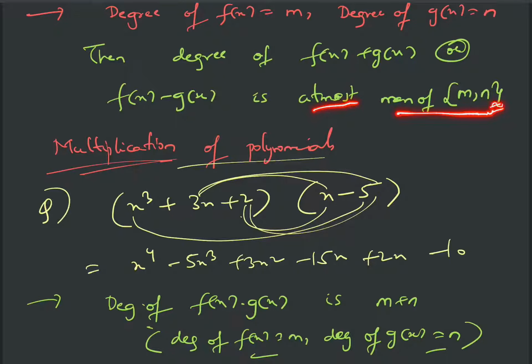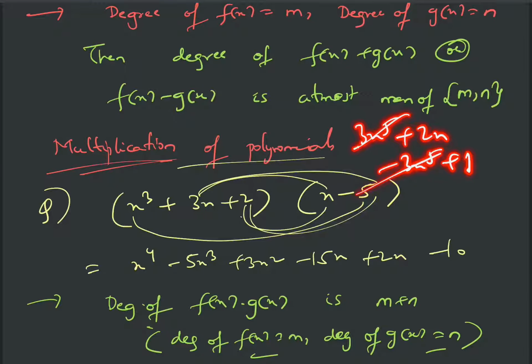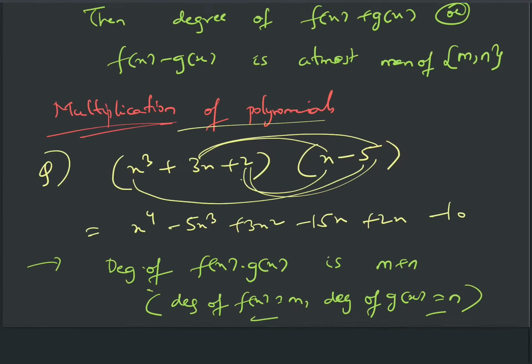It can't be more than the maximum of m and n, but we can't guarantee that it will definitely be the maximum of m and n. Because if I take 3x power 5 plus 2x and minus 3x power 5 plus 1, and if I add this, I can't say the degree is 5, right? Because this is getting cancelled. So it is at most the maximum of m and n. Fine.